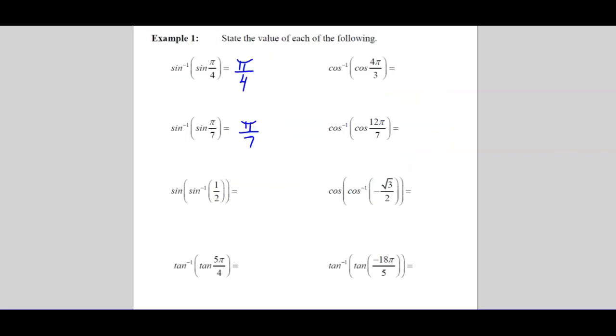Okay? Now, the inverse is at the beginning, on the inside. But again, there are inverse operations. You can think about it. So, you have a ratio of 1/2. What angle gives you a sine of 1/2? Smallest positive, 30 degrees. We're going to deal in radians, so pi over 6. Okay, sine of pi over 6 is 1/2.